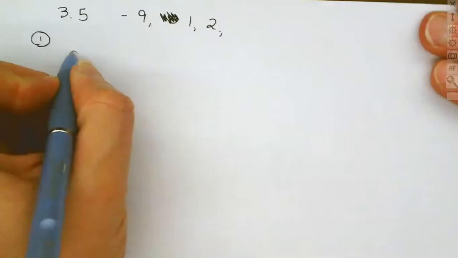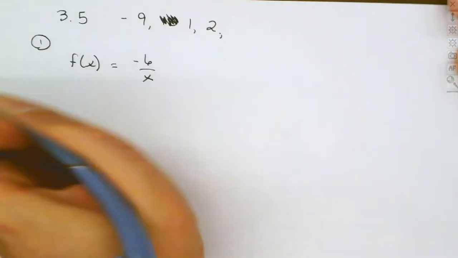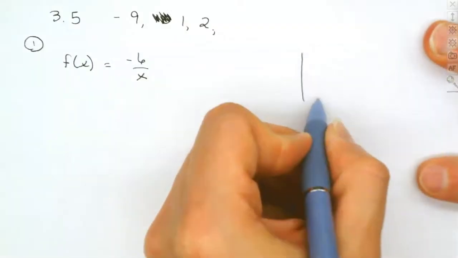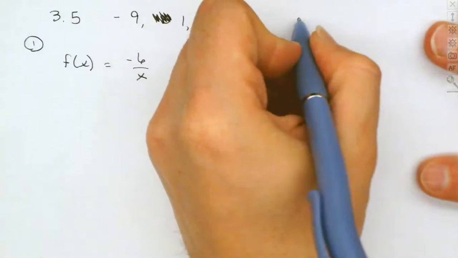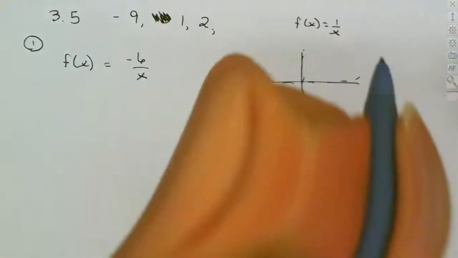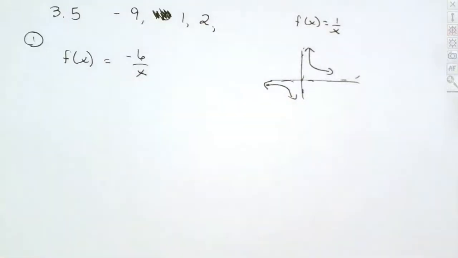Let's look at question number 1. So we want to graph f of x equals negative 6 over x. The first thing we need to do is understand what the basic graph looks like. And this is the reciprocal function, which is 1 over x. So 1 over x looks like this. F of x equals 1 over x, and this is on the back cover of your textbook, so you can go back and look at it if you need to. It looks like this. So there's your basic graph.